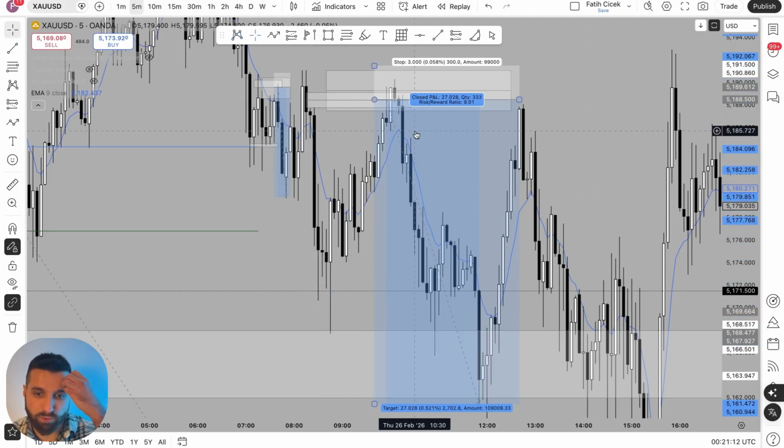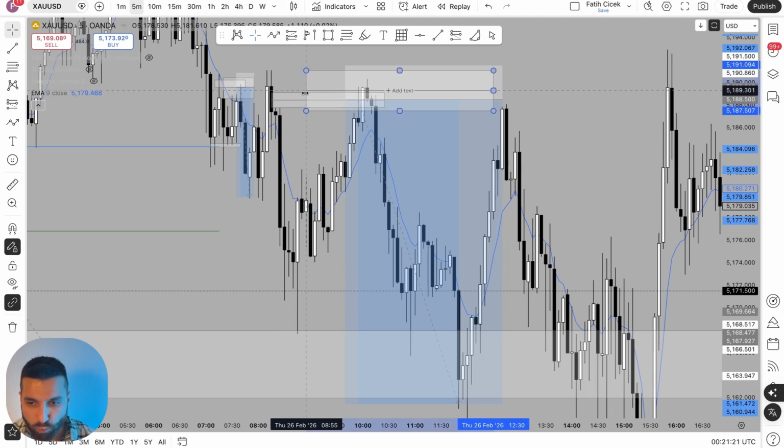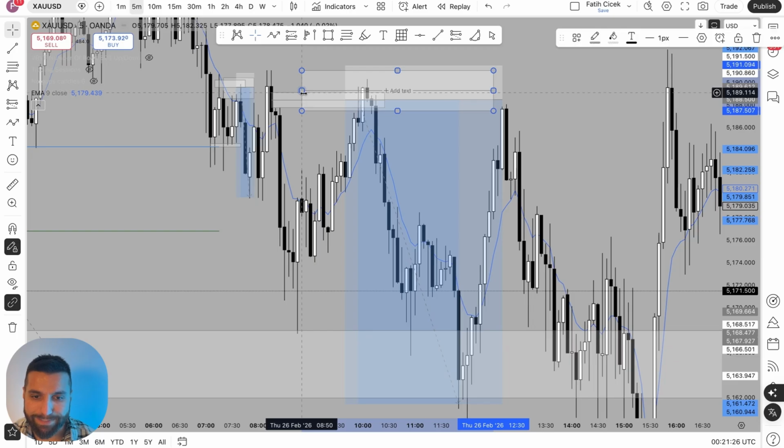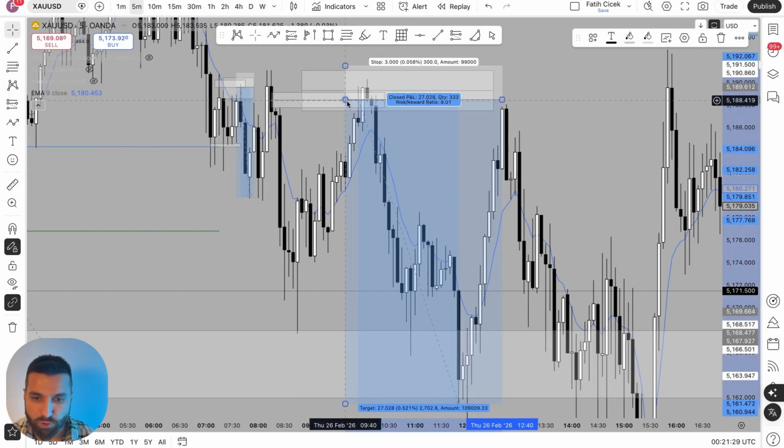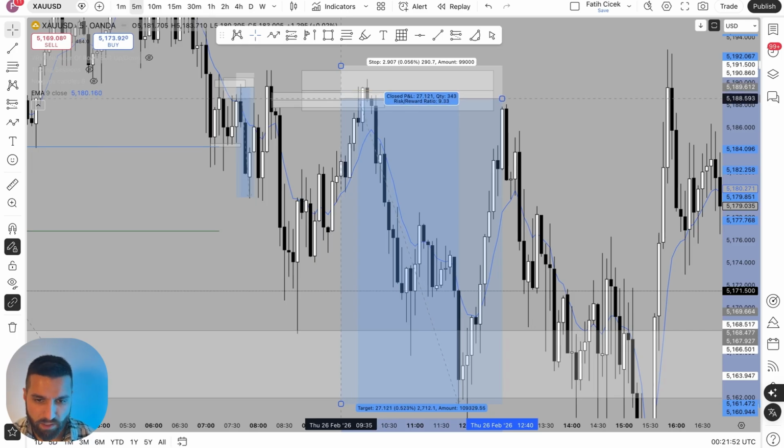I want to position my entry at the 0.5 level of this order block, which was exactly at 5,190. So our entry would have been 5,190. This would have been a perfect entry, guys. But realistically, I think the trade idea that I actually shared was 5,188.5 or something like that, which was the exact 0.5 level of this order block. The stop loss is just right above the order block candle.